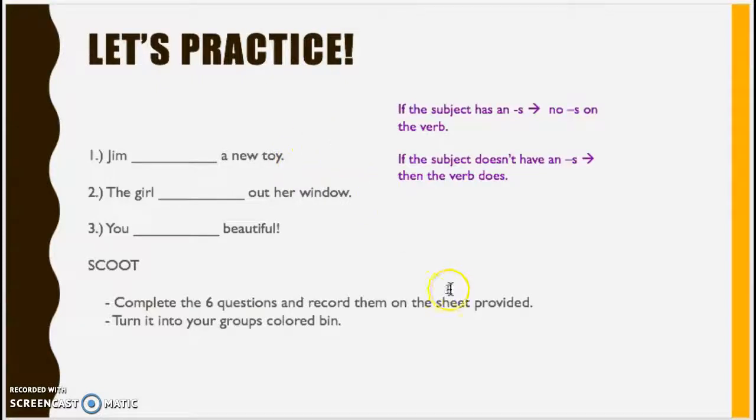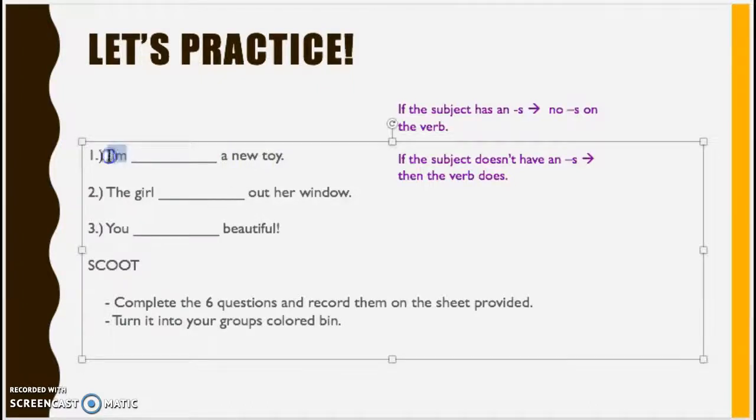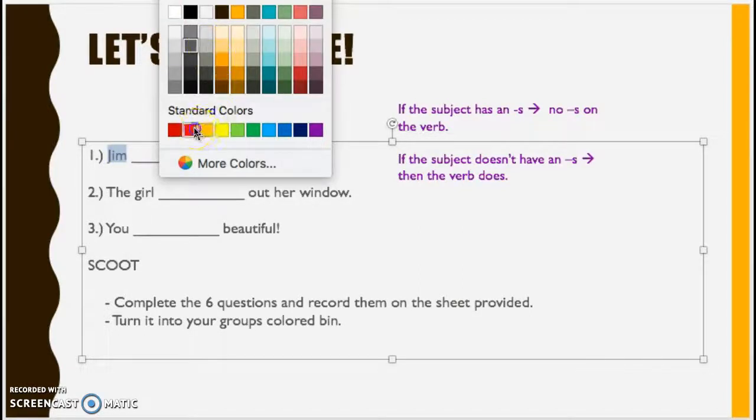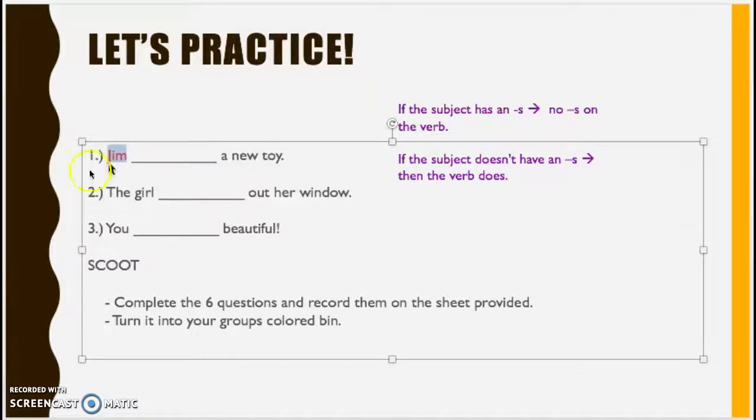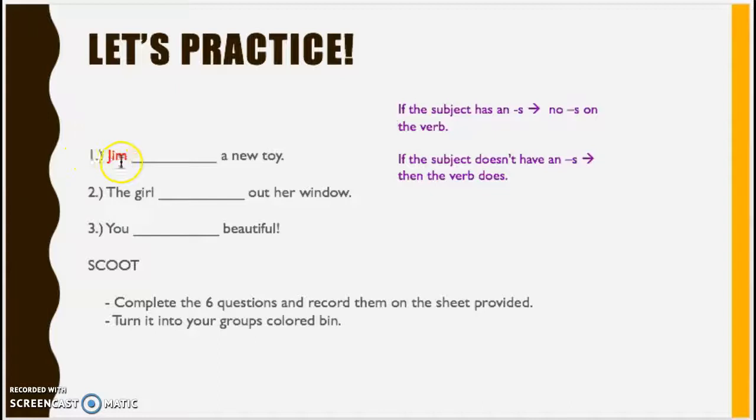The first thing you need to find in this sentence is the subject. So ask yourself, who is this sentence about? If you said the sentence is about Jim, you would be correct. Okay? So you need to look at Jim. Does the subject have an S or does it not have an S? It doesn't have an S, so that means the verb does.